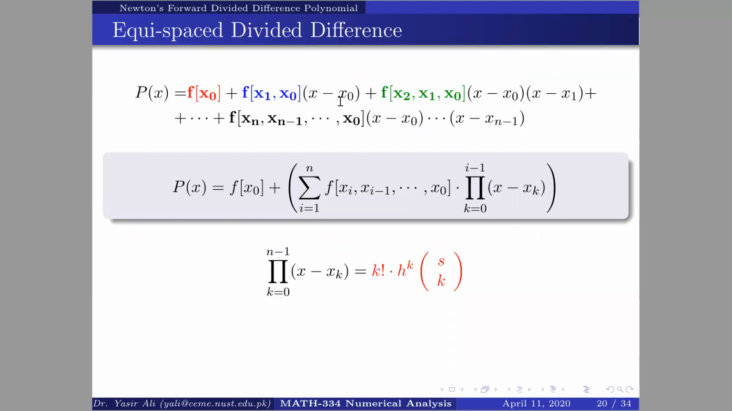This was the Newton divided difference, and we can see that there are product terms appearing in each term. So we can write this above function in compact form like this. If i is equal to 1, there will be only one term, and if i is equal to 2, we can write this in the compact notation like this. And we can further simplify the concept of equally spaced data, that this product may be written as k factorial into h power k s c k.